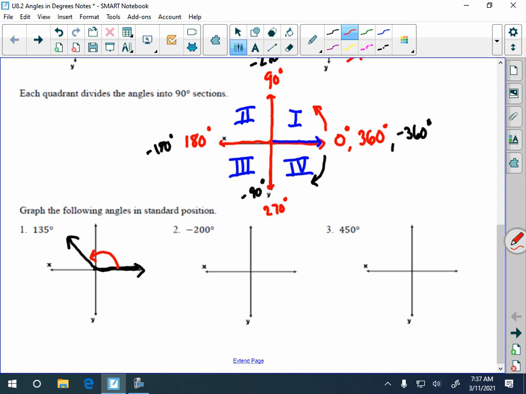All right, so number 2, negative 200 degrees. So negative 200 is going to fall between 180 and 270 in the negative side. So there's our initial side. And so if we rotate in the negative direction, okay, there's negative 180, and we have to go a little bit more.